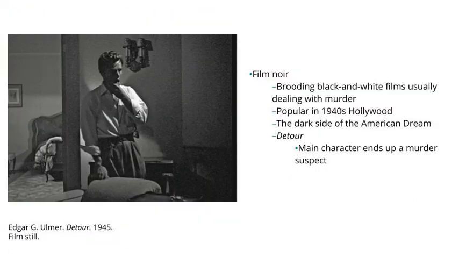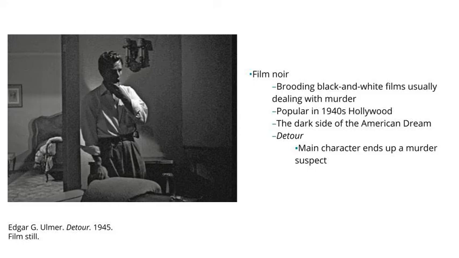Another movement to know about is film noir. It was very moody, brooding black and white films, usually dealing with murder. They were very popular in 1940s Hollywood, and they basically showed the dark side of the American dream. The example I have here is Detour by Edgar G. Ulmer. And in this one, very predictably for a film noir movie, the main character ends up a murder suspect. Basically just romance and murder and black and white. That's pretty much all you need to know about film noir. I mean, you could learn a lot more about it, but that's what you need to know to get the main point.